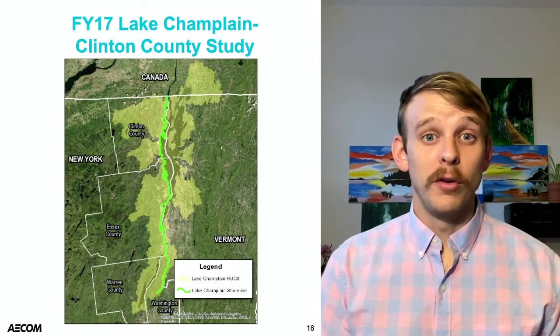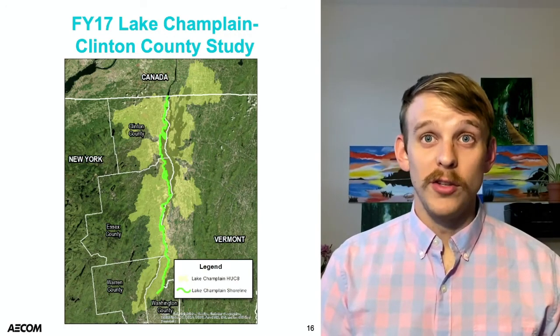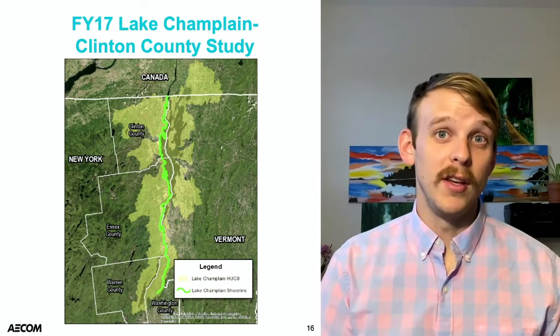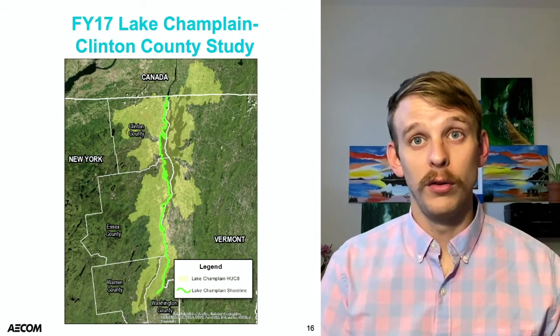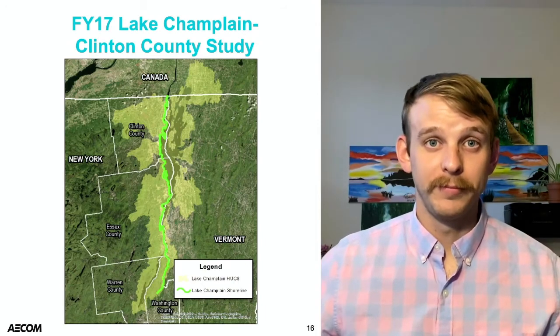Now, the Vermont shoreline was a part of the study and was restudied, but since New York is FEMA Region 2 and Vermont is Region 1, this study's preliminary products only include the New York portion of Lake Champlain.